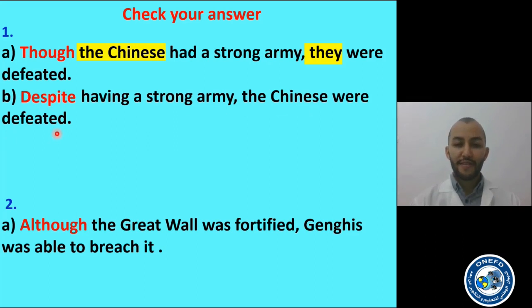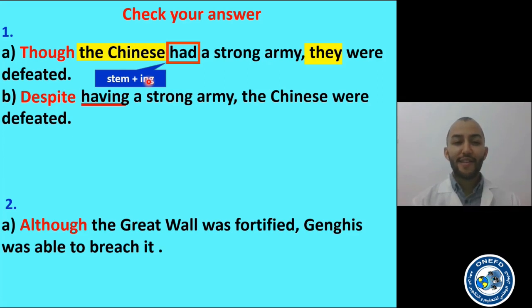Actually, here you're going to see that to use despite, we can use two ways. First of all, take a look here. We have omitted the subject. There is no subject here, but the Chinese is in the second clause. This is the first thing. The second thing is, look at the verb here, had. Instead of being a verb here, we're going to turn it into a gerund, having, which is stem plus ing.